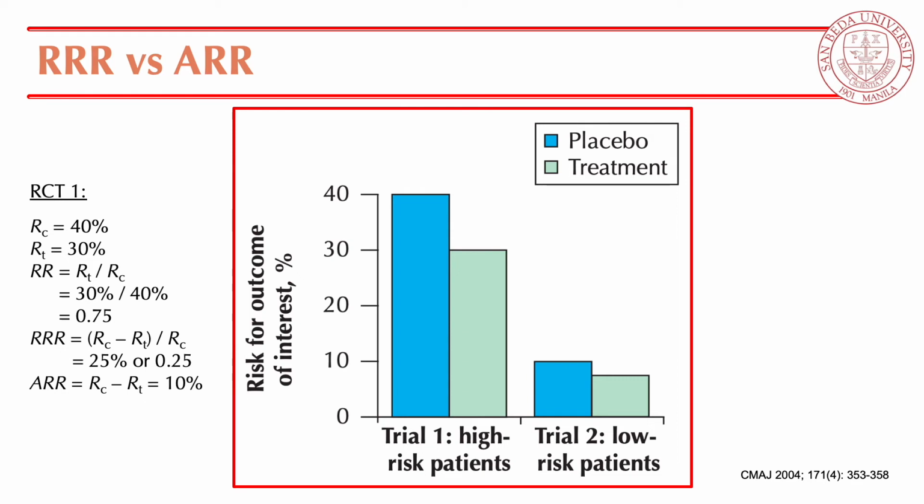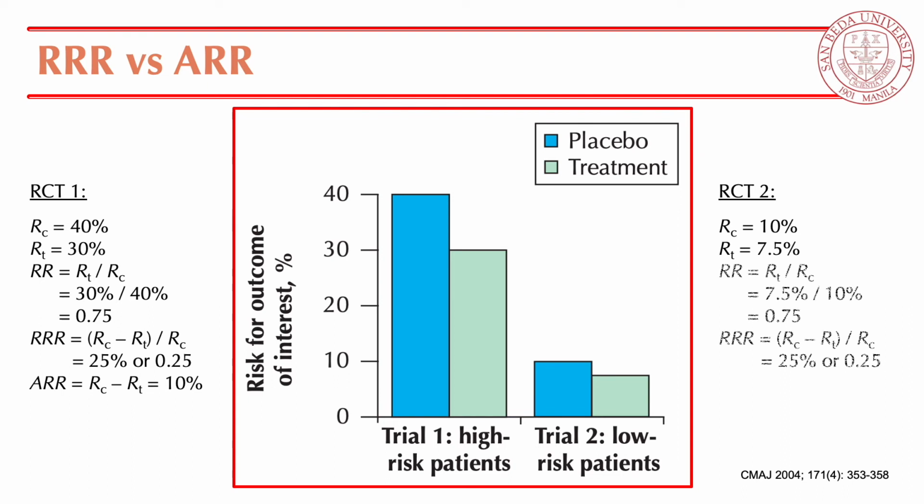Now, let us look at the results among the low-risk patients in Trial 2. Here, the event rate in the placebo group is only 10%. Now, if the treatment is just as effective in these low-risk patients, meaning the RR is also 0.75, what event rate can we expect in the treatment group? The event rate in the treatment group would be 25% less than in the control group, or 7.5%. Double-checking this, the RR and the RRR are the same. However, take note that the absolute risk reduction for these low-risk patients is only 2.5%, even though the relative risk reduction is the same as for the high-risk patients.